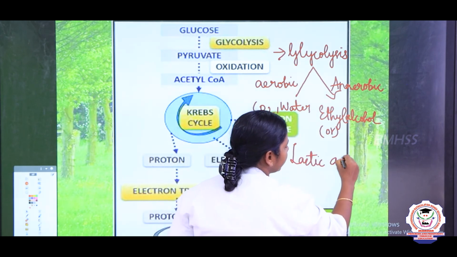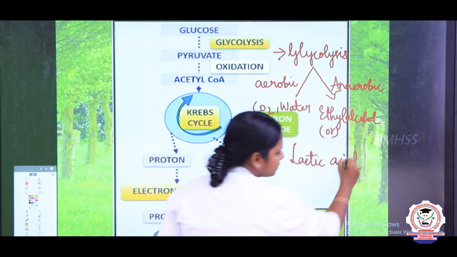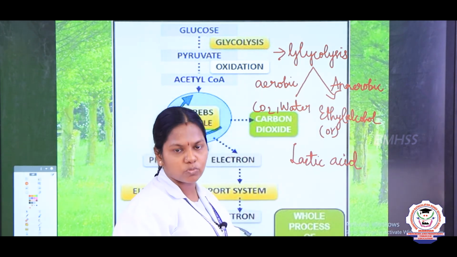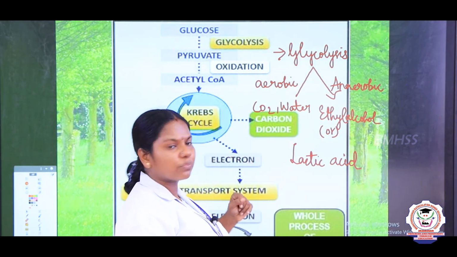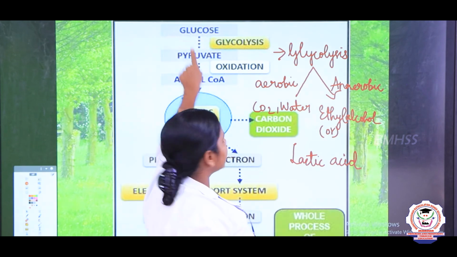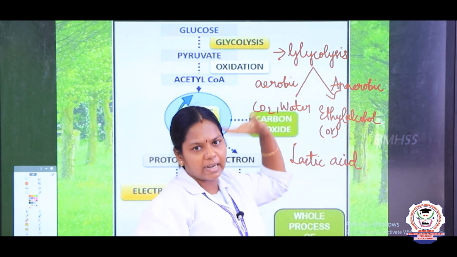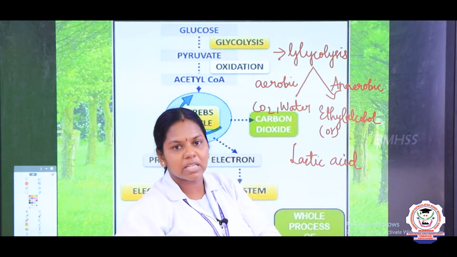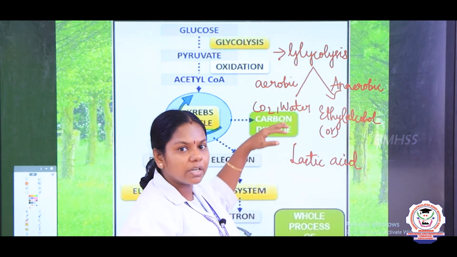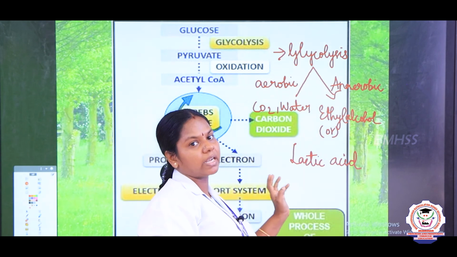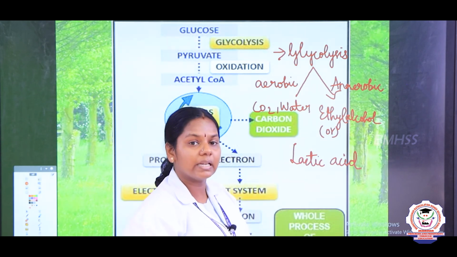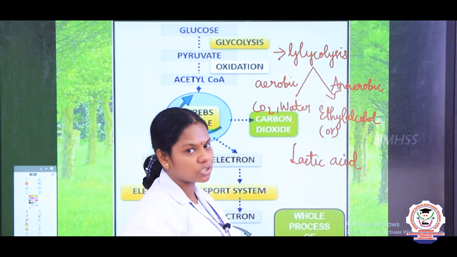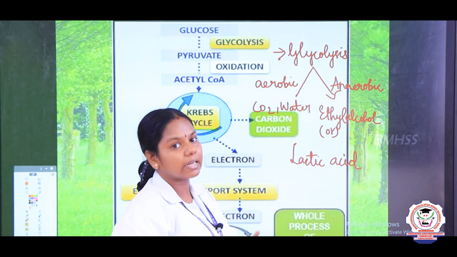So, what are the two main steps involved in respiration, children? Glycolysis. What is glycolysis? The process of conversion of glucose into pyruvic acid is glycolysis. And another important thing is the Krebs cycle. Krebs cycle is the process of converting pyruvic acid in the anaerobic condition and into the aerobic condition. What are the byproducts? We say it as the Krebs cycle.